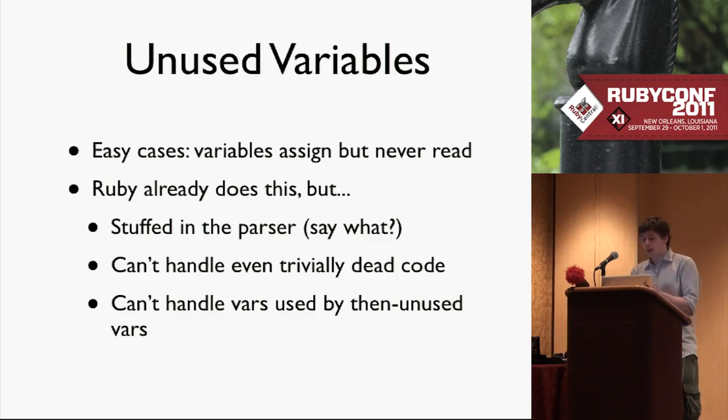Unused variables. Now, there are some easy cases that are variables that are assigned but never read. And Ruby already does this. It's in the parser, which is a place to do it. But it can't handle even trivially dead code. If you write if true, or if something that only returns a string, it can't tell which branches aren't taken. And also it can't handle variables that are only used to compute other unused variables.